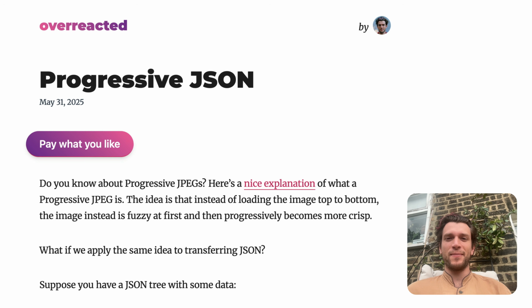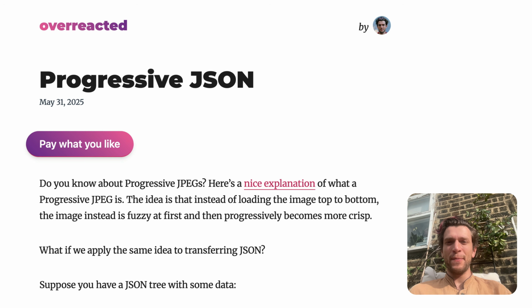Progressive JSON. I wrote this post yesterday. This is a post about the data format that is being used internally by React Server Components. I did not expect it to pick up so much traction, but it got on the first page of Hacker News, and there was quite a bit of discussion, and so I thought I would also make a video form of this post.